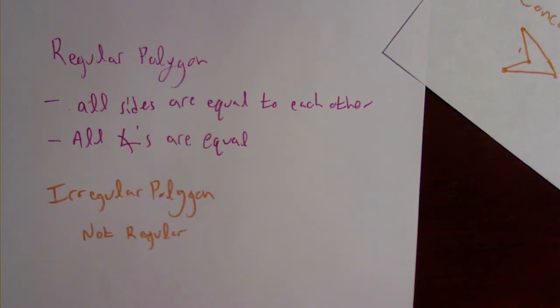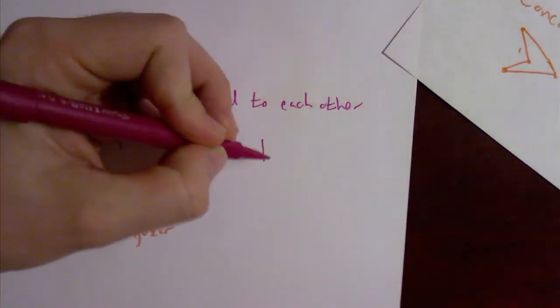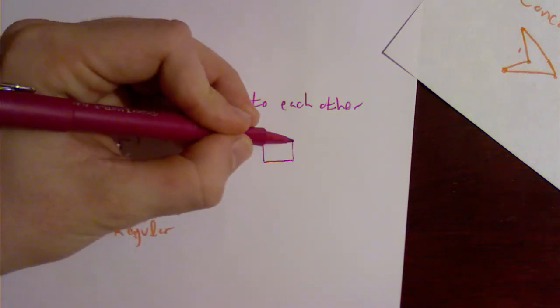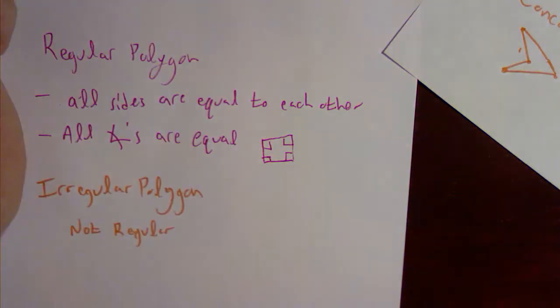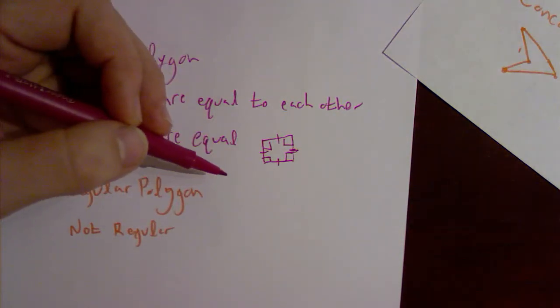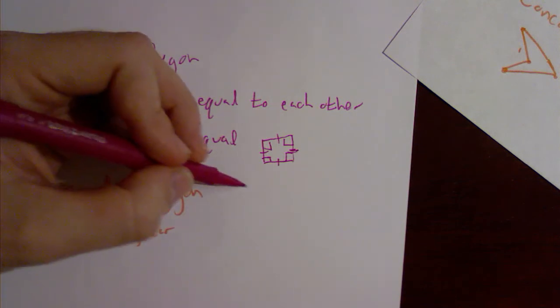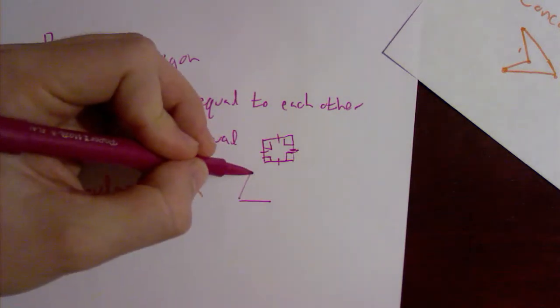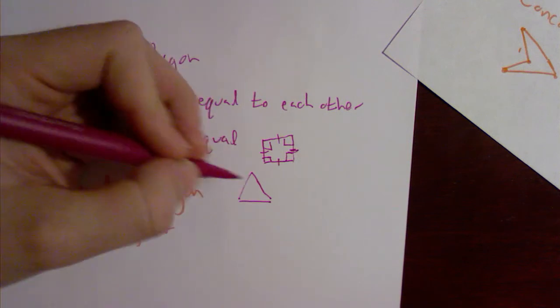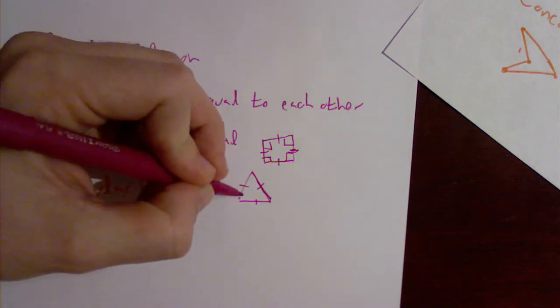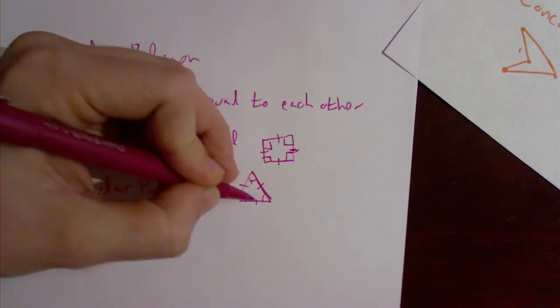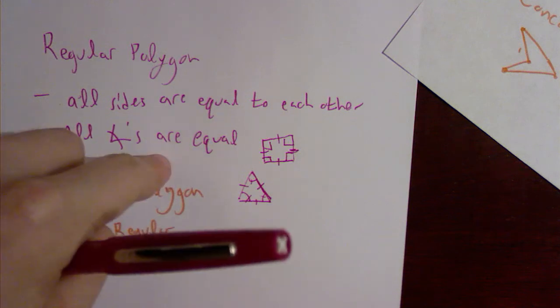An example of a regular polygon would be maybe a square, where every angle in a square is a right angle, and every side length is equal. So that's what I'm putting these hash marks here for. A square is a regular polygon. On top of that, an equilateral triangle is also a regular polygon. I know this is not a perfect equilateral triangle, but all side lengths are equal and all angles inside of it are equal. So this is regular.